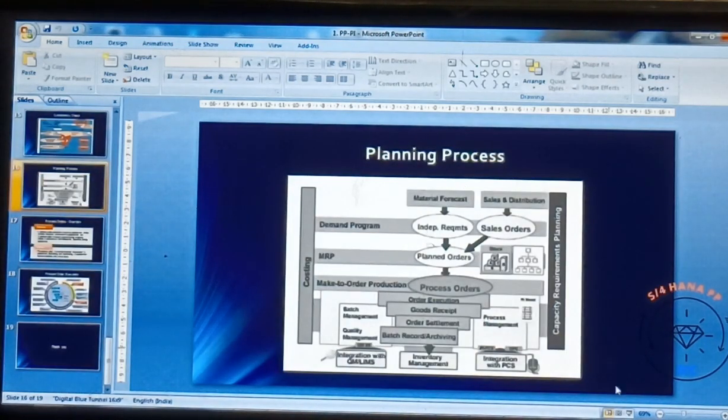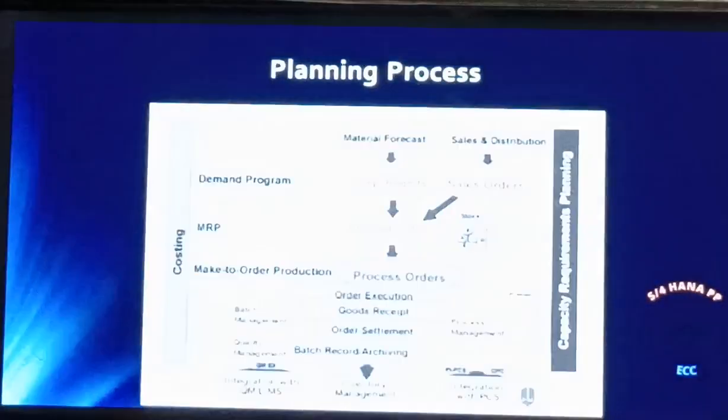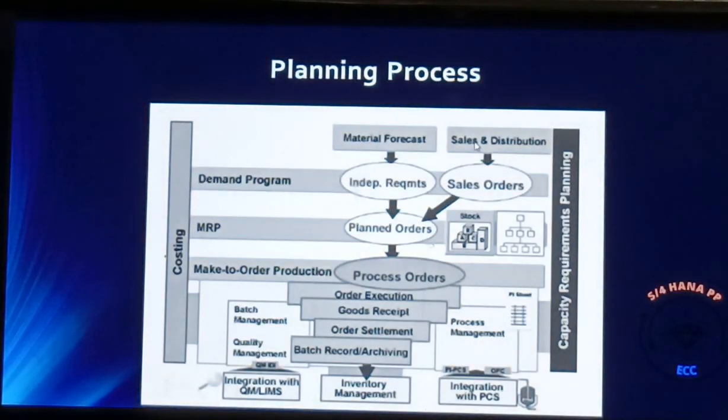Next, the planning process. Planning process means what? This one we have already executed in our discrete industry. So we get a forecast, we get a sales order. From SOP we get a forecast, or we enter the data directly into the demand management. Once we get the demand, independent requirement and customer requirement, what do we do? We run MRP. Once we run MRP, we get a planned order. This planned order we will now convert to process orders.